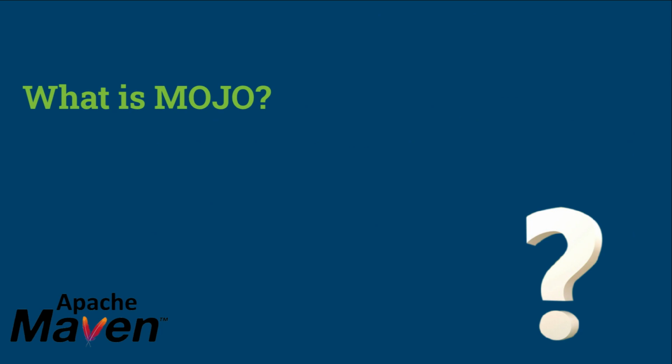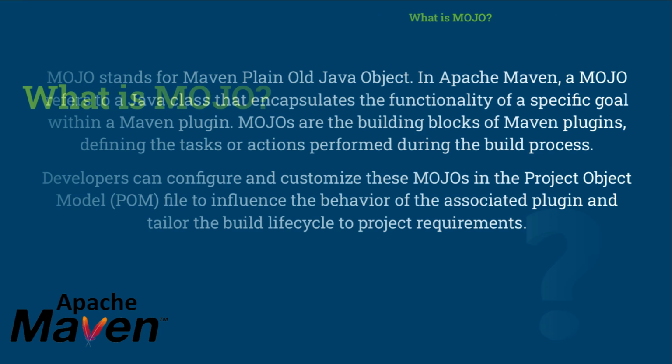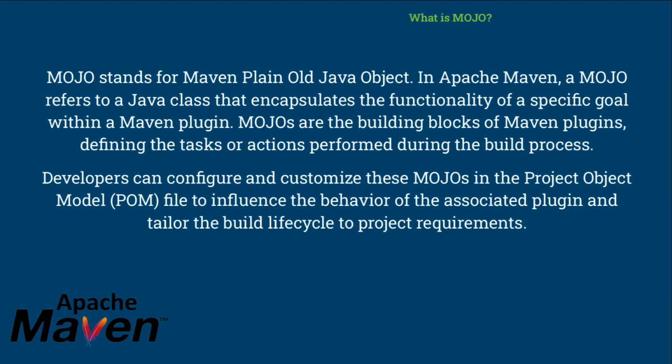Next question, what is MOJO? MOJO stands for Maven Plain Old Java Object. In Apache Maven, a MOJO refers to a Java class that encapsulates the functionality of a specific goal within a Maven plugin. MOJOs are the building blocks of Maven plugins, defining the tasks or actions performed during the build process.